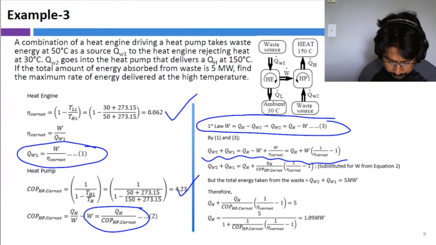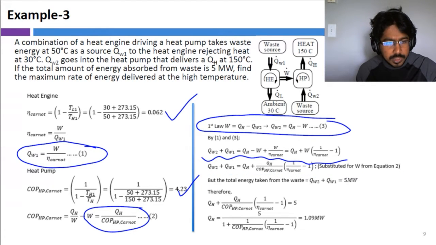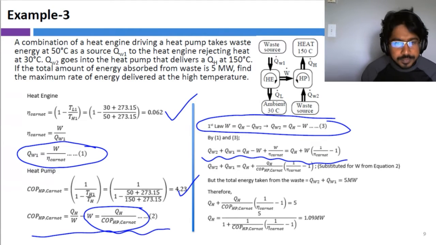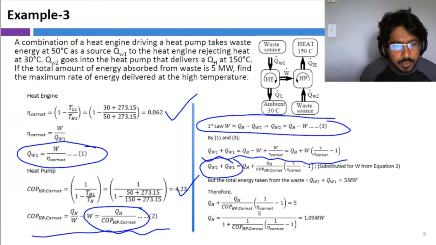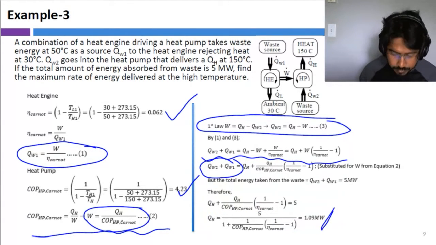right? Then with this one, we substitute from equation 2 for W, and we omit the W component from the equation by substituting QH divided by COP, as seen here. And you know that QW1 and QW2 equals 5 megawatts. Therefore, we can write that this relationship stands. And from this, it's just a matter of substituting numbers, and then we come across the final answer.